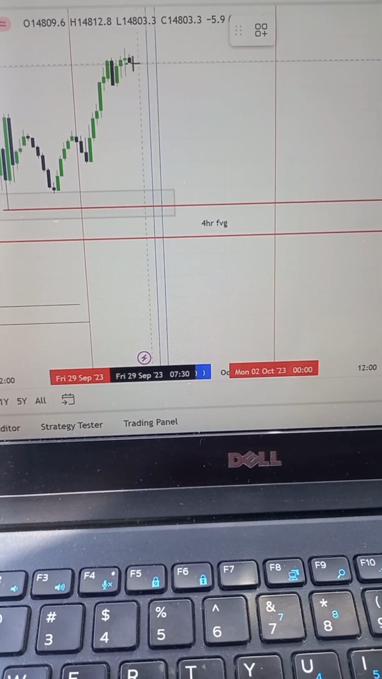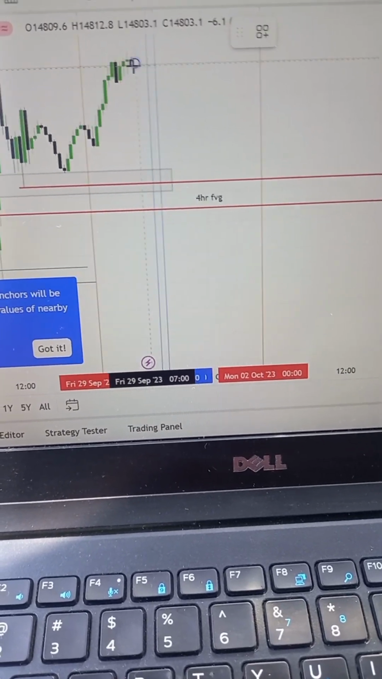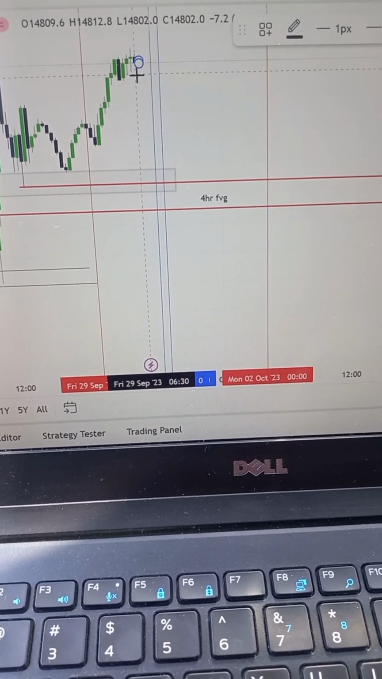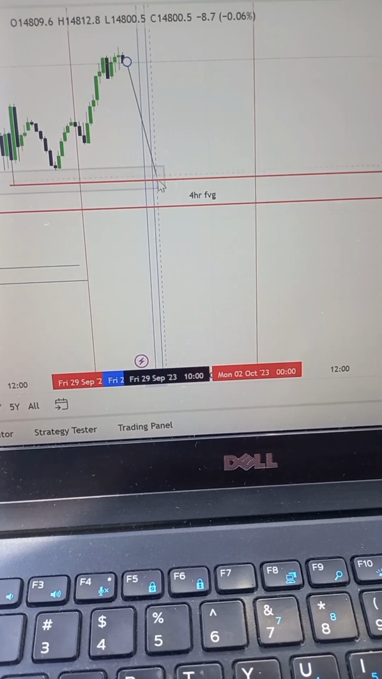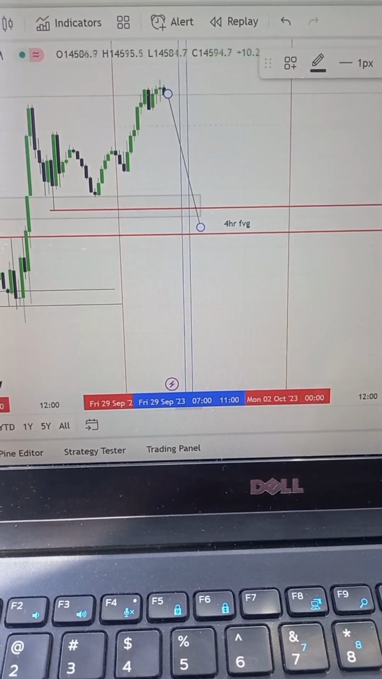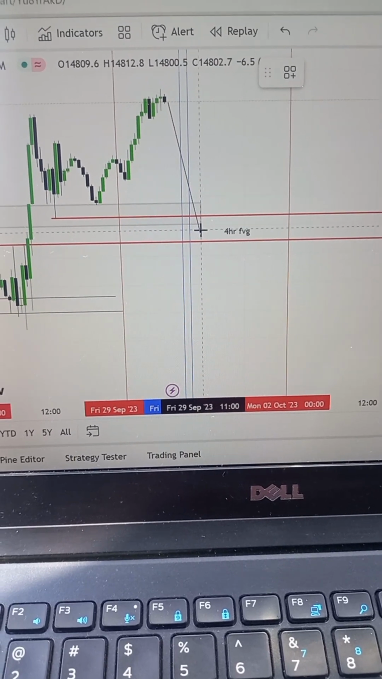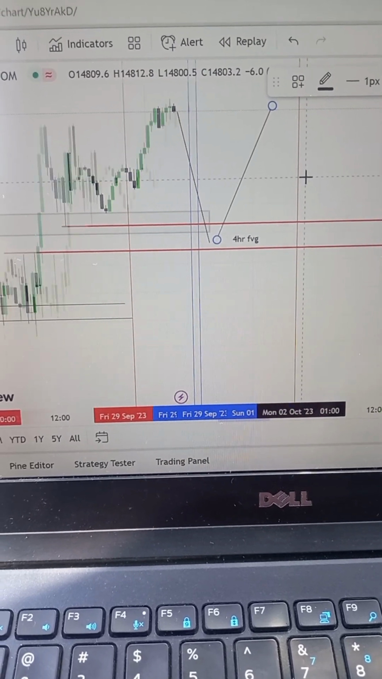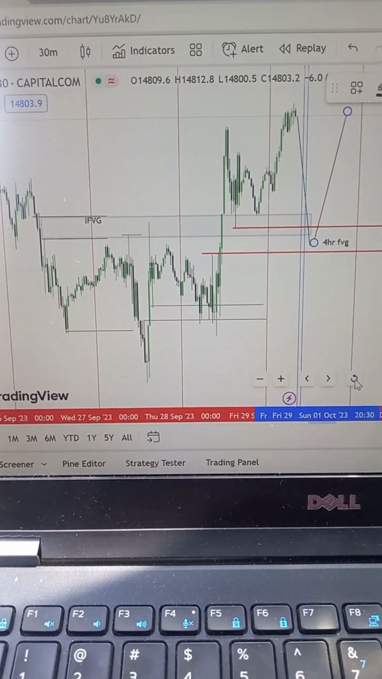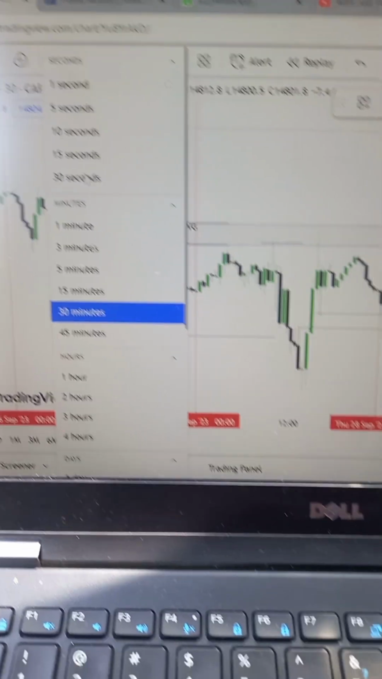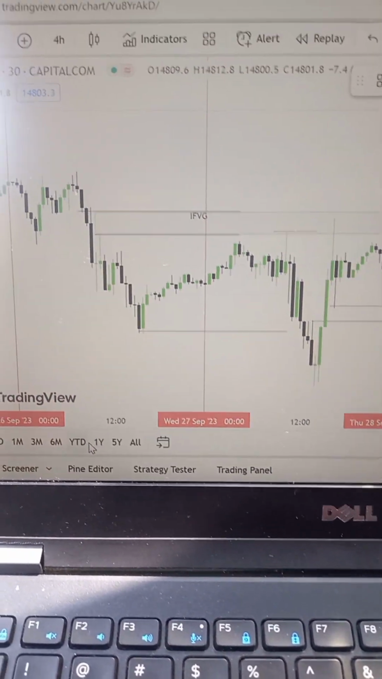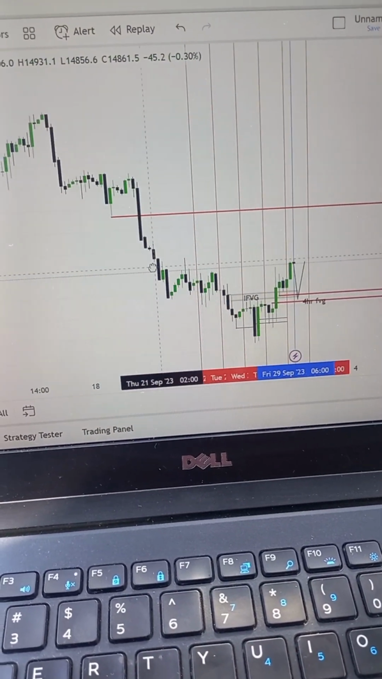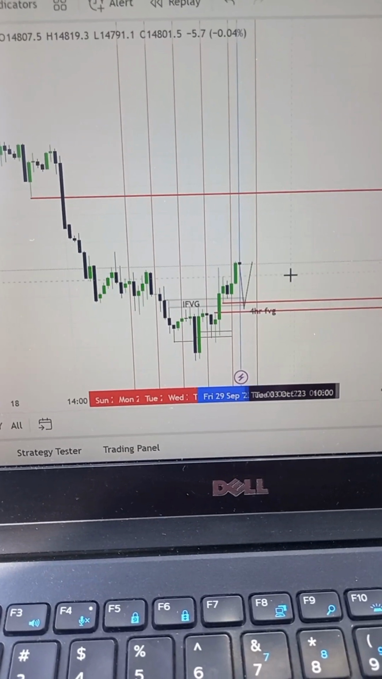So I want price to come into this 4 hour fair value gap. So I will expect price to come this way from here downwards. Then once it gets there, I'll anticipate for it to shoot upwards to our levels that we outlined. Let's go to those levels once again. You'll see them. It's on the 4 hour chart. Yeah, here we go.